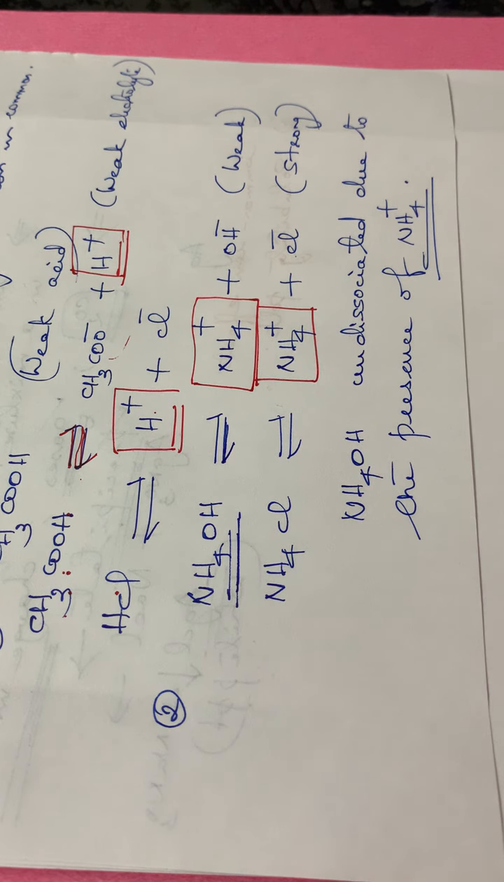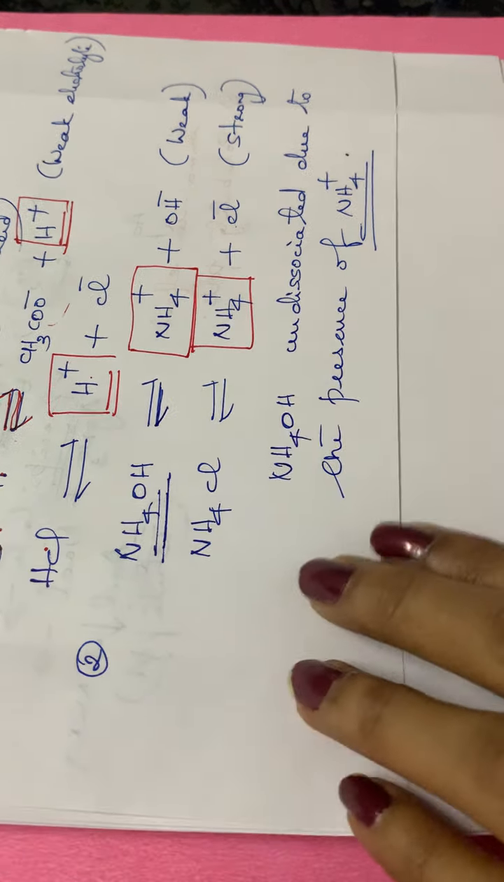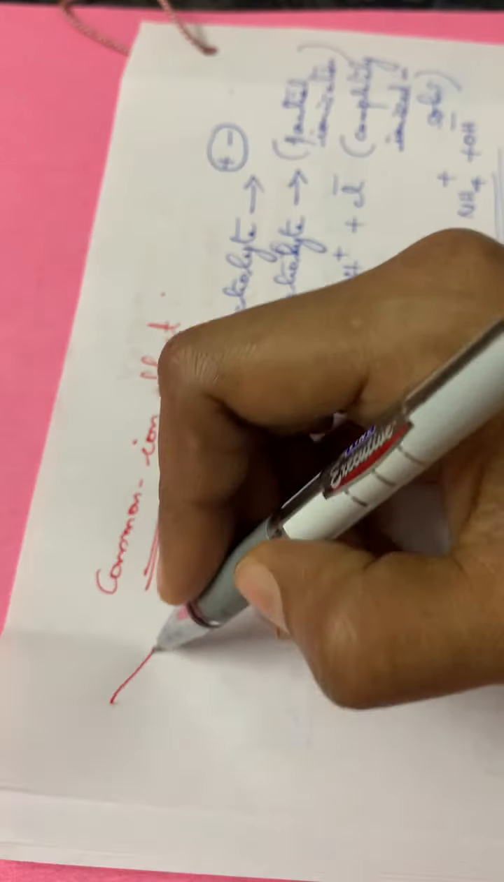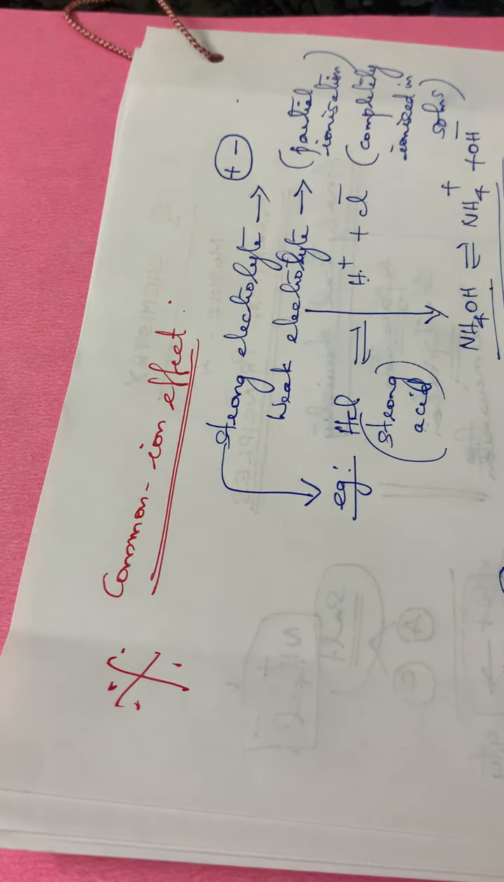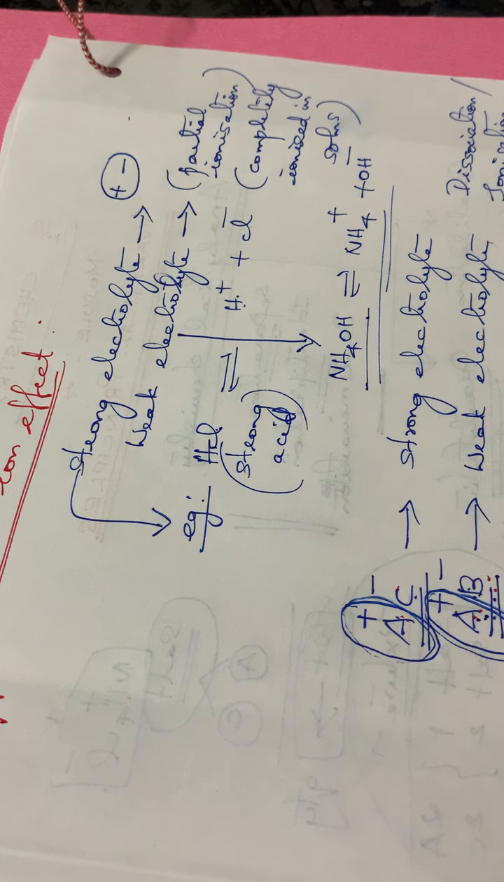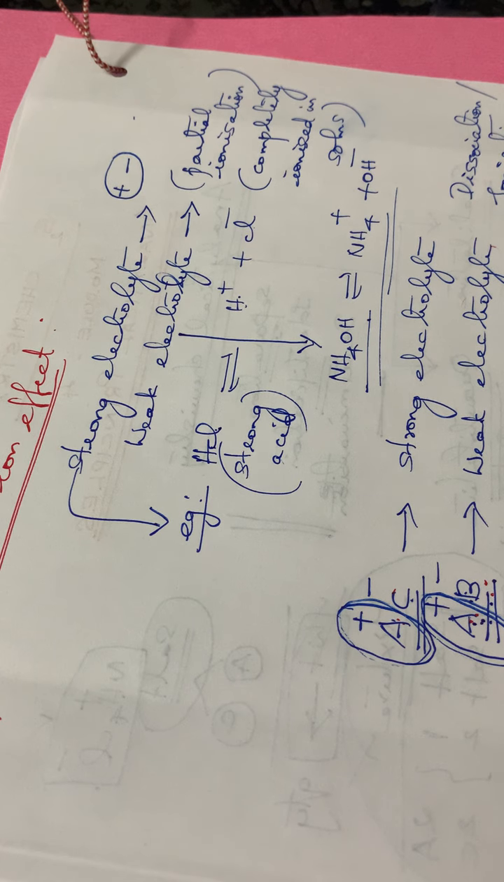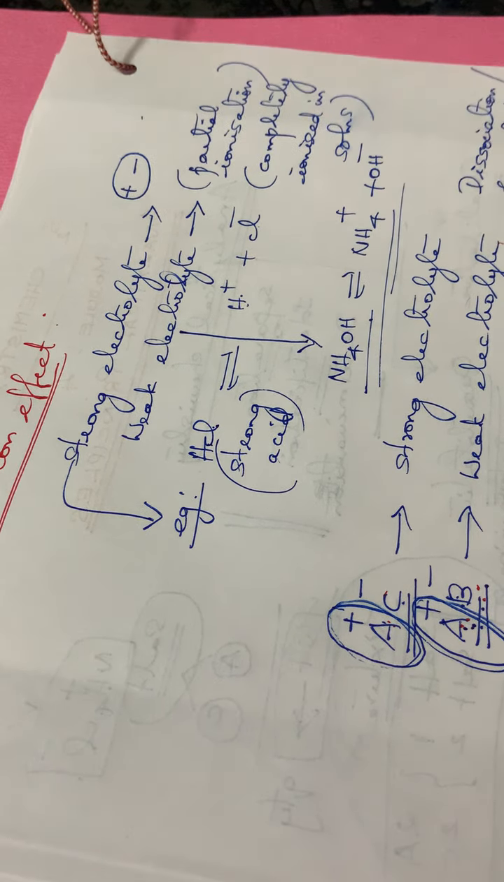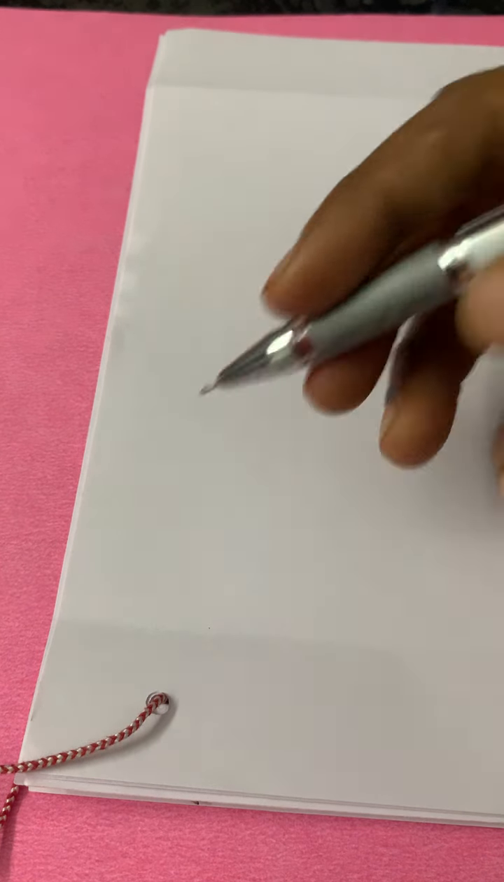So this is the phenomenon called the common ion effect, and this phenomenon is very, very important. It will be asked in all your university examinations till this year. It is asked for every university examination. Okay. So it is very, very important. You should not skip these portions. Okay. So next, going on to the next phenomenon, that is the solubility product.